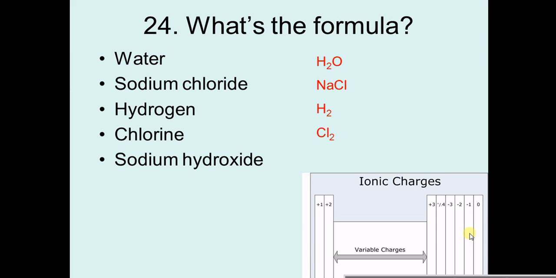We're then left with sodium hydroxide. Sodium is in group 1. A hydroxide ion is an OH with a 1 minus charge, so you have a 1 of each, and you get sodium hydroxide NaOH.